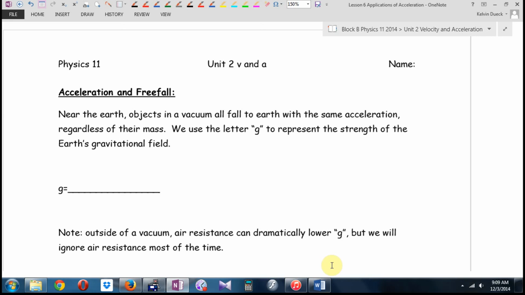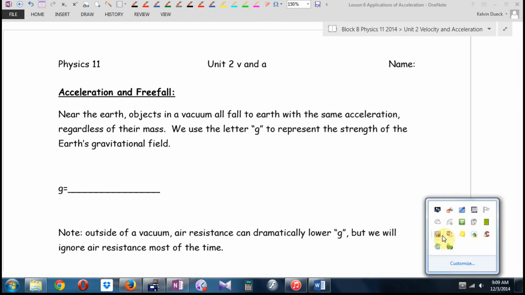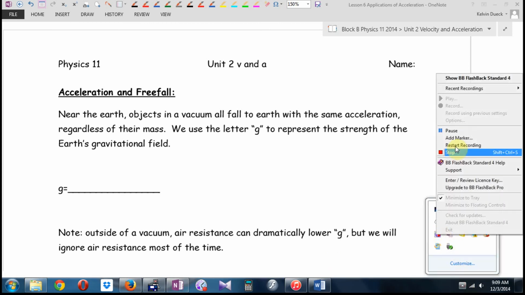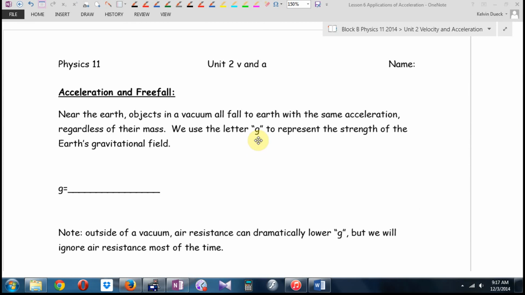Mass. Wow, that was a tough word to say. Put your pencils down. That's a very profound statement I just said. Acceleration. Regardless of their mass.